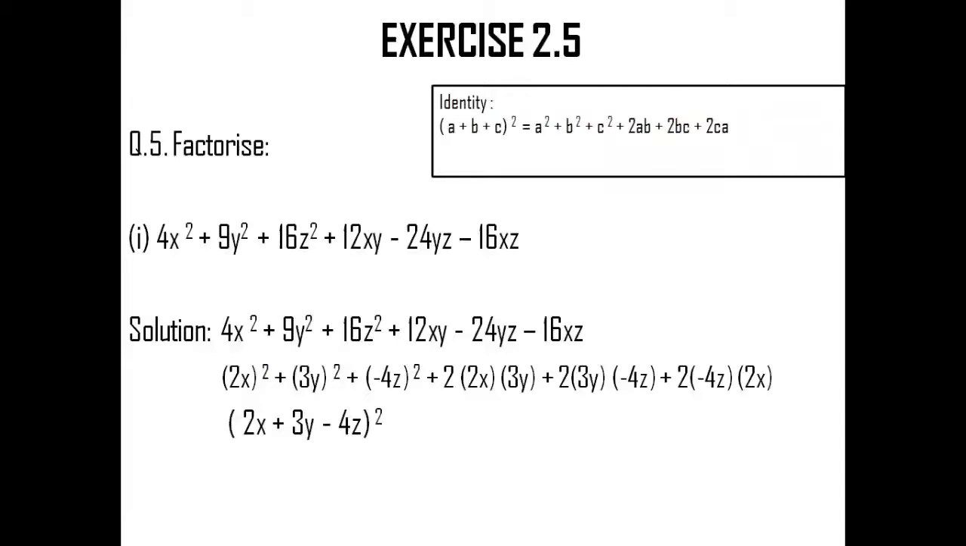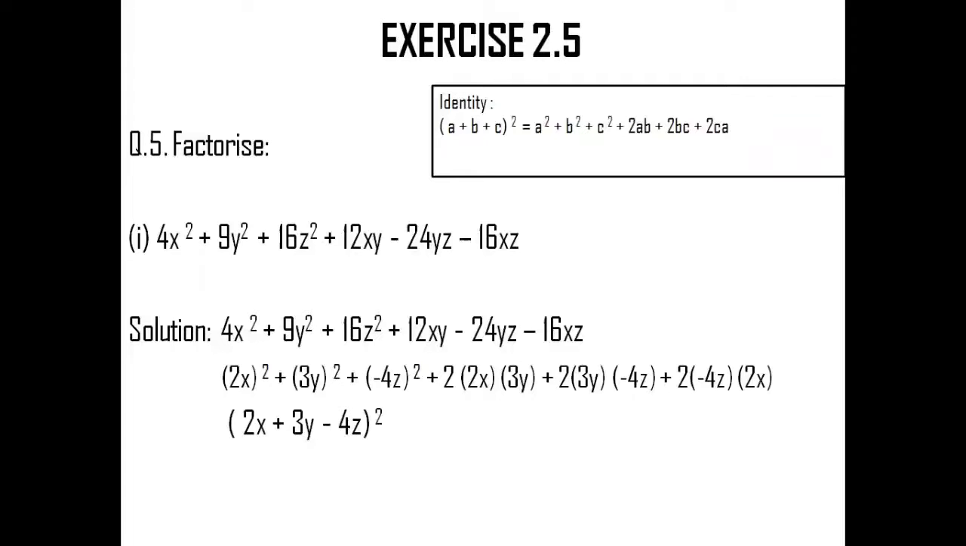Then, to check whether this can be written as a square, I try to find whether 4x square is a square of something or not. Yes, it is the square of 2x. 9y square is the square of 3y. 16z square is the square of 4z. But you will notice that I've written over here as minus 4z. Why so? Let me let you know. Then I have got my a square plus b square plus c square. So I've got my a, b and c.